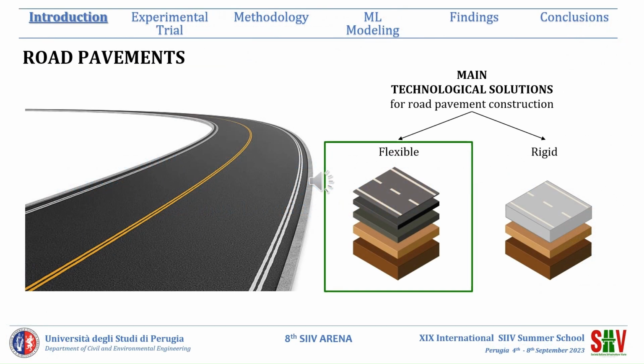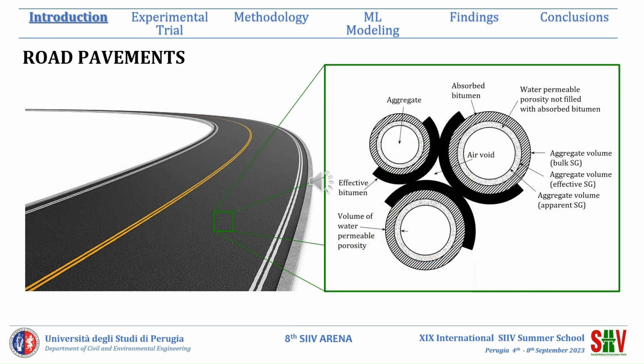Road pavements represent the backbone of every road network. The main technological solutions for road pavement construction are flexible and rigid, with the flexible being the leading one. Flexible pavements are usually prepared with aggregate, filler, and bitumen, and by virtue of this, they show a traditional viscoelastic behavior that can be characterized by means of a performance parameter named complex modulus.